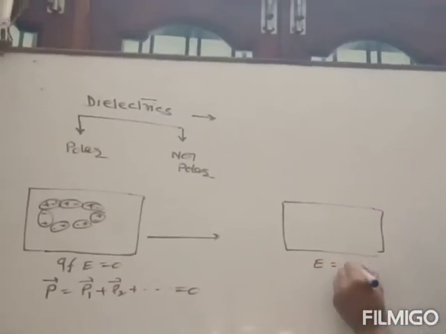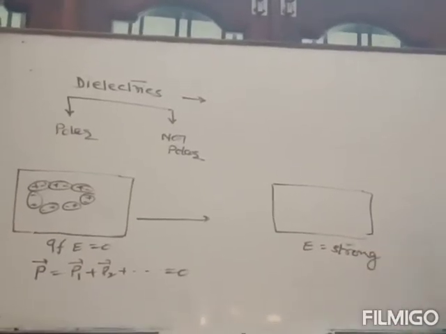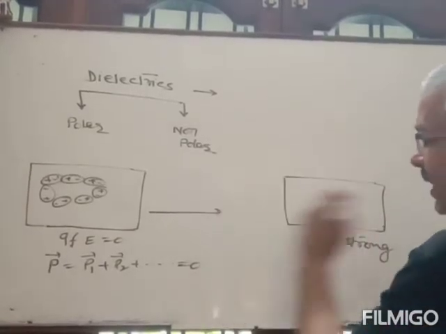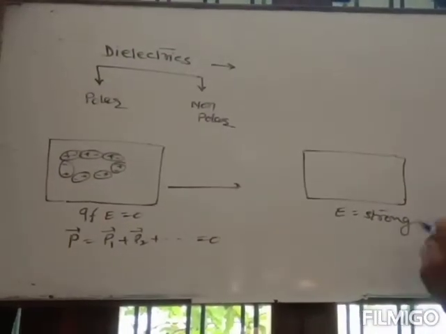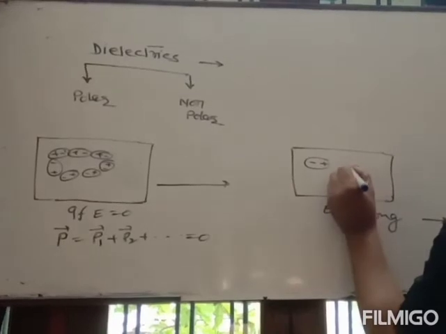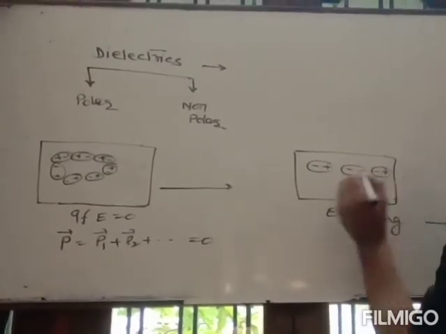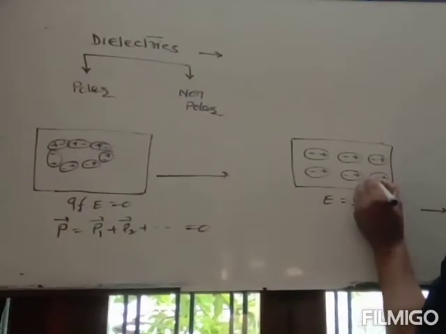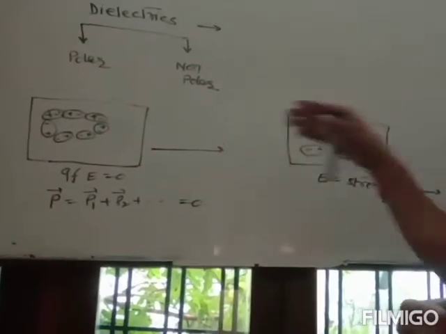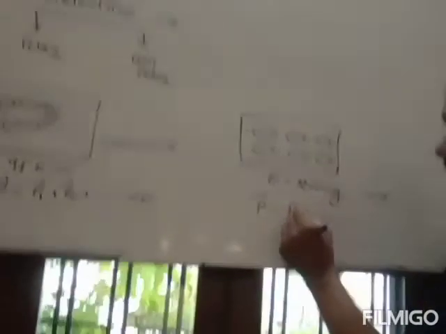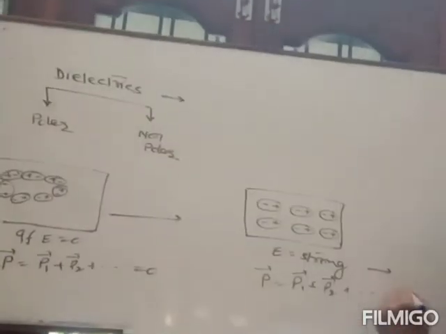field, so what happens? The positive and negative charge centers of each molecule get separated and they get aligned along a specific direction. Suppose this is the direction of the electric field, so the positive charge moves along the direction of the electric field and the negative along the opposite direction. So in this way, each molecule gets aligned in a line, positive towards the electric field and negative opposite to the electric field, and the net dipole moment is not zero. Earlier it was 0, but now not equal to 0.